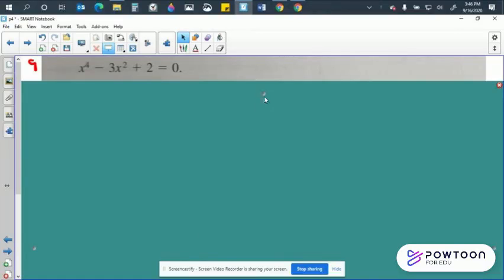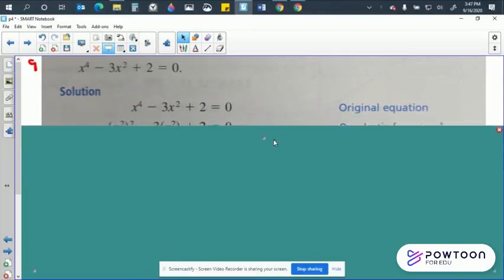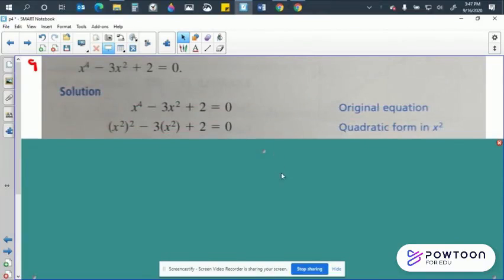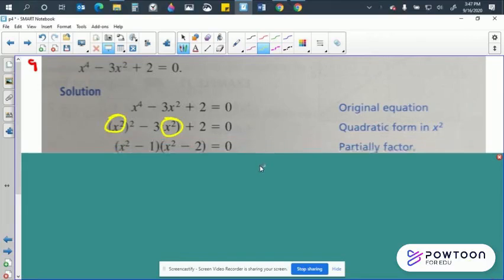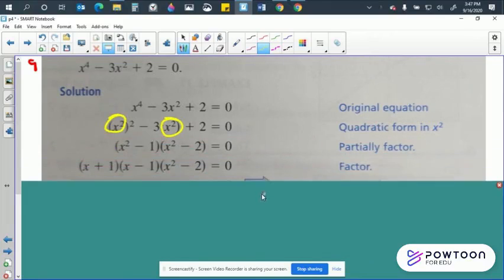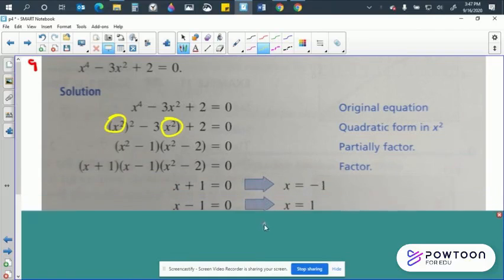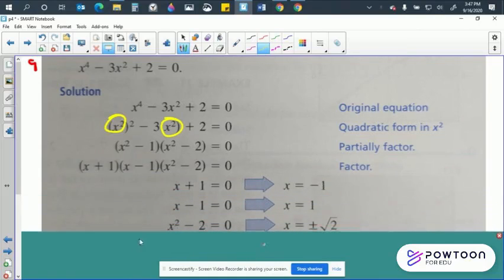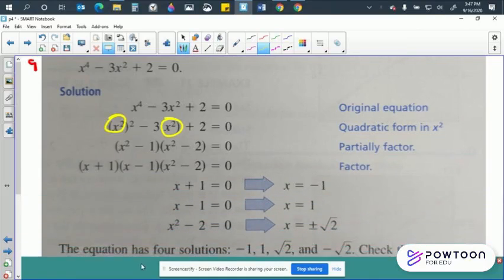Okay, to solve this quadratic equation, we can consider these x squareds as a regular x. So it factors into x squared minus 1, x squared minus 2. X squared minus 1 will break down again into x minus 1, x plus 1. And now we can set up our solution set.